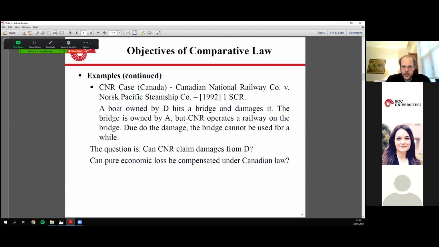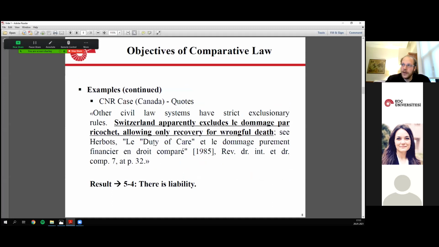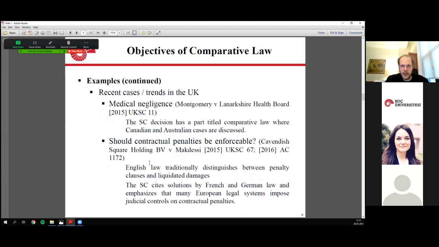That was the question. And those of you who have studied civil law may know of a concept called pure economic loss. So the question was, under Canadian law, can pure economic loss be compensated in that case? And what the Canadian court did in that case is they looked at civil law solutions to the problem. For example, here in this case, they looked at Quebec, which is a mixed system. I will tell you about that later, and France, which is a civil law country, and explained their solutions, and German law as well. So while dealing with this issue, they made extensive use of comparative law. Also, Switzerland was mentioned as a quote, and in the end, they decided that there should be liability. The result was 5-4, if you are curious about the outcome.